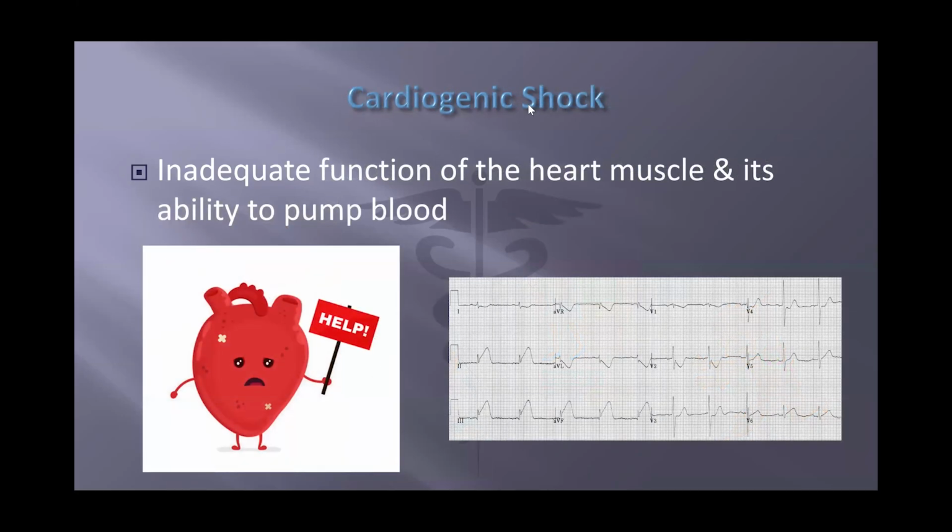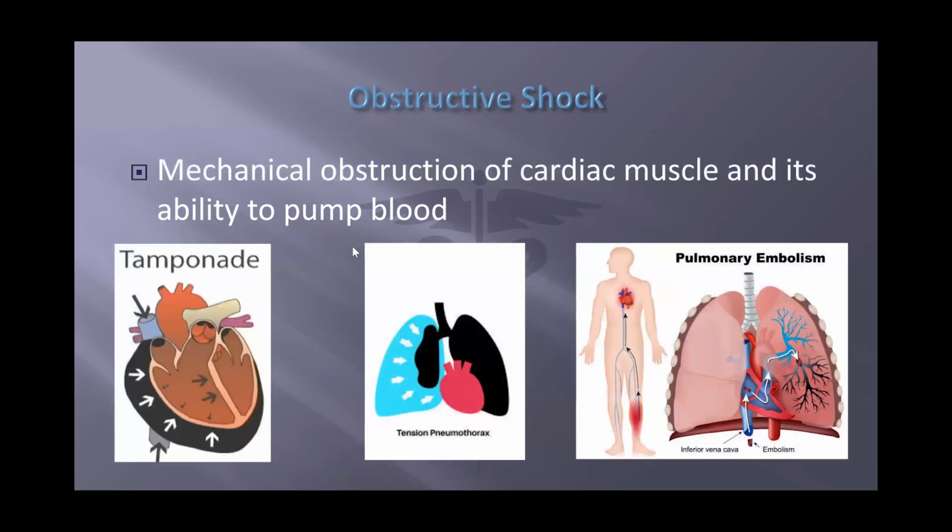Next, we have cardiogenic shock. Cardiogenic shock has to do with the heart muscle itself, inadequate function of the heart muscle, and so it impacts its ability to pump blood. We think of the classic example of myocardial infarction as one of these cardiogenic shocks. Heart failure can also be this in its many forms. So we think of cardiogenic shock as specific to the myocardium, the heart tissue.